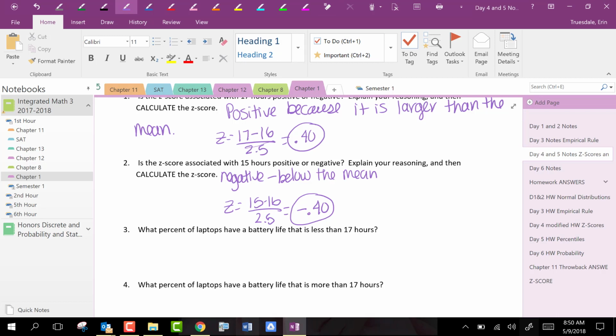So the next problem says, what percent of laptop batteries then have less than 17 hours of battery life? Okay, so we're going to look up our z-score for 17, which was 0.40, on the table. Okay, 0.4 and then 0. So be on the positive side. Practice looking it up.